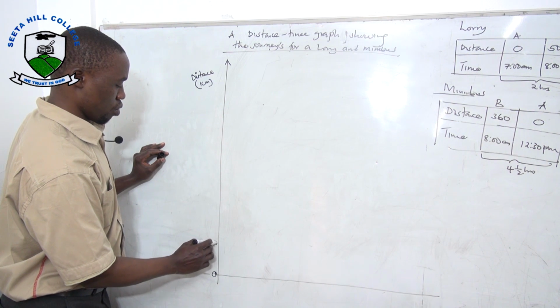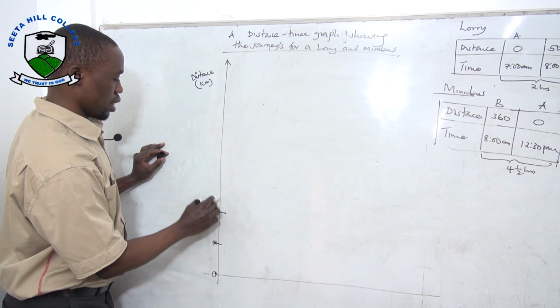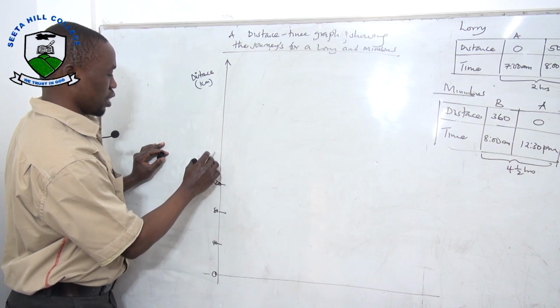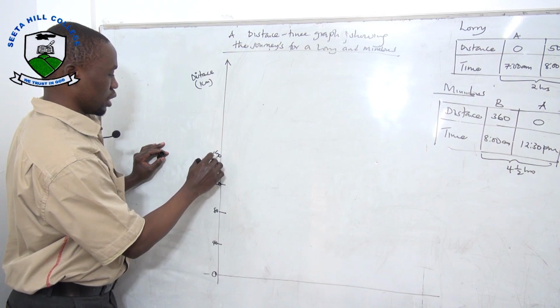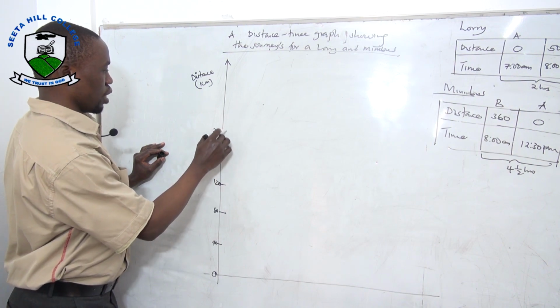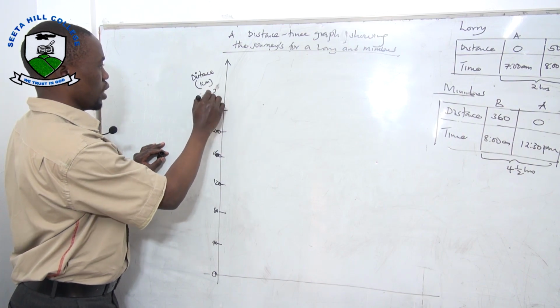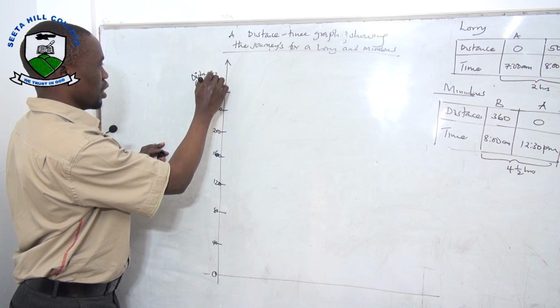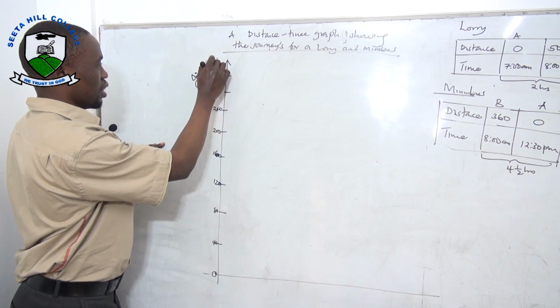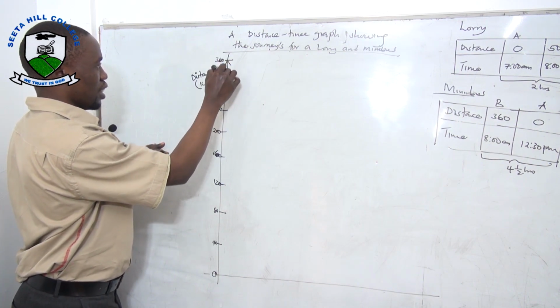0, 40, 80, 120, 160, 200, 240, 280, 320, then 360. That's great.